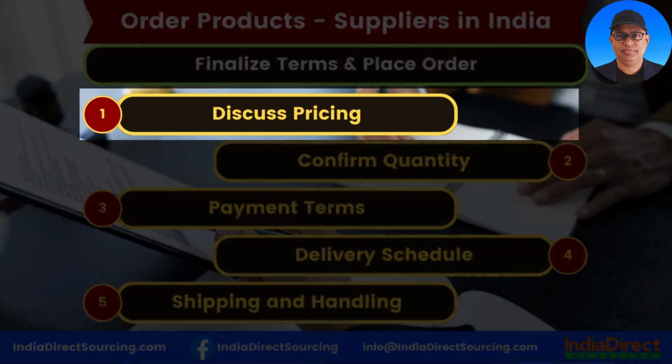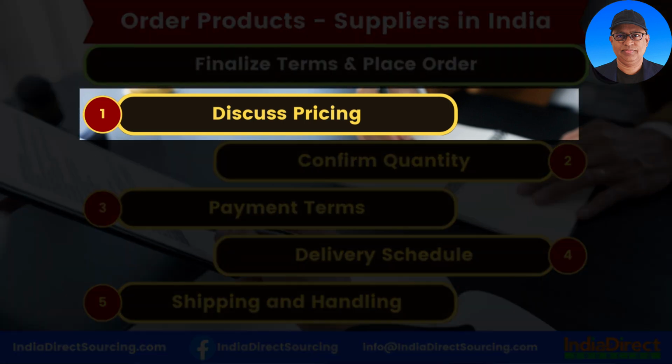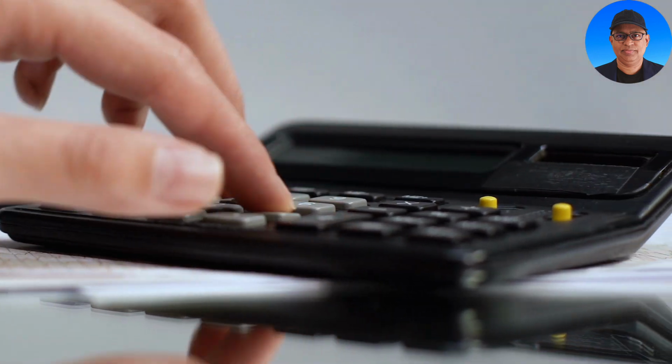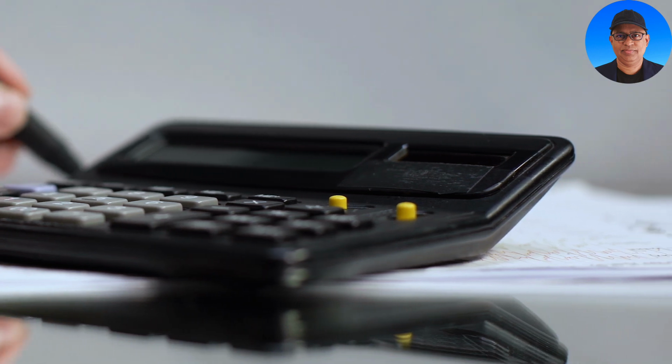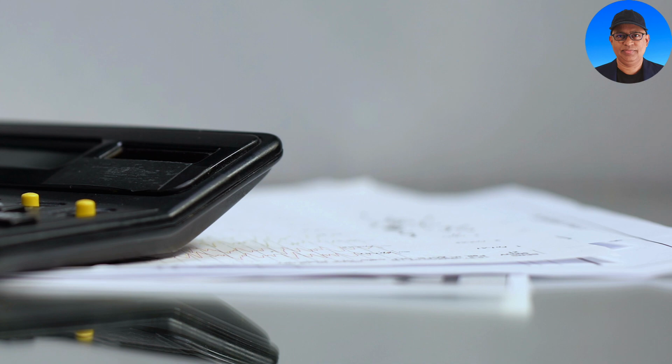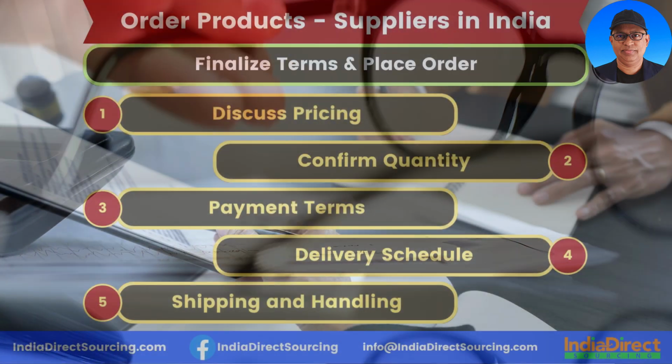Step 1 would be discuss pricing. So start by discussing the price of the products you want to order. Make sure that you understand the total cost, including any additional fees or charges. Ask for a clear breakdown of the cost, so that it will be easy for you to understand how much they are charging you for what kind of services or product.